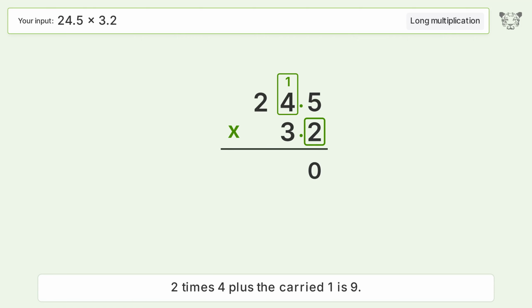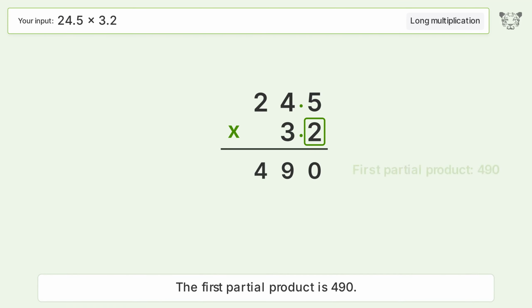2 times 4 plus the carried 1 is 9. 2 times 2 is 4. The first partial product is 490.